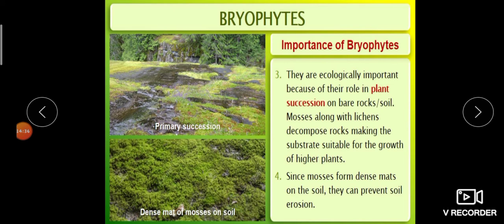So we can say that the bryophytes are ecologically important. Bryophytes act as a major player in plant succession on bare rocks or soil. Plant succession means the gradual formation of higher plants from lower plants, making a barren area into a forest. That is called plant succession.